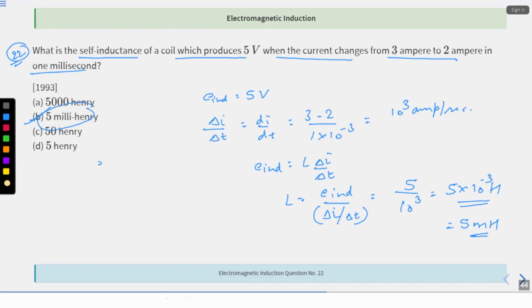Again, a simple question. We know EMF induced is given by d phi by dt. And in case of self-inductance, phi is Li. So just use this, you will get L di by dt. Of course, I'm talking about magnitude. So just put in the values and you will get your final answer as option number B.